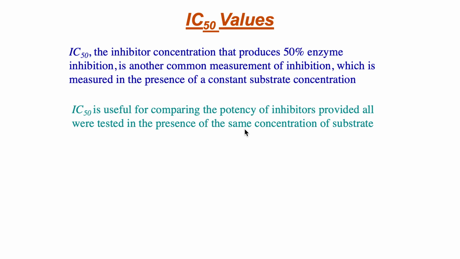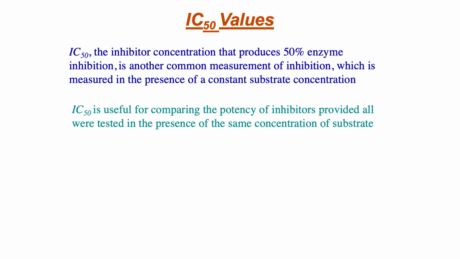So I just told you about Ki, but you can imagine that's going to depend on the K off. We're going to have those little k's, the rates of off and on, and I told you before that those can be pretty hard to get. So another way that we think about this is in terms of IC50s. IC50s are basically the same as EC50s, but it's the concentration of inhibitor that produces 50% enzyme inhibition.